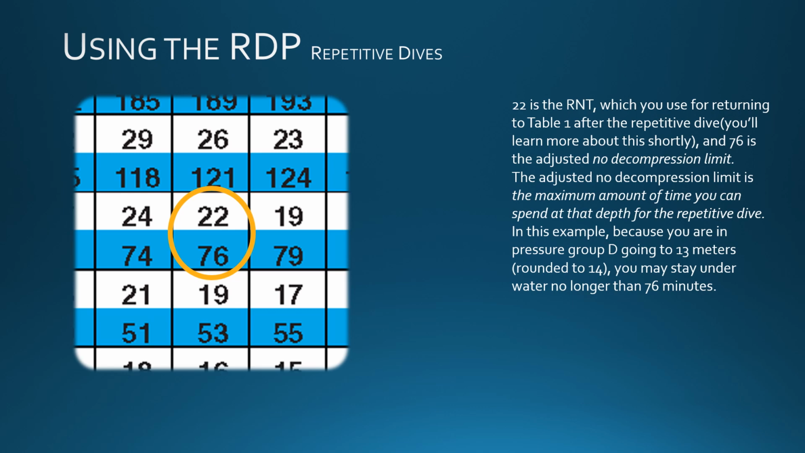You'll use this number later on when we return to Table 1. You can think of RNT in this way. In pressure group D, when diving to 13 meters, as soon as you jump in the water and descend, the amount of nitrogen still in your body is equivalent to diving at 13 meters for the previous 22 minutes. 76 is the adjusted no decompression limit for pressure group D at 13 meters. You can dive for no more than 76 minutes. It's adjusted for the remaining nitrogen in your body after your first dive and a 1 hour surface interval. Now we know our second dive to 13 meters can last no more than 76 minutes.